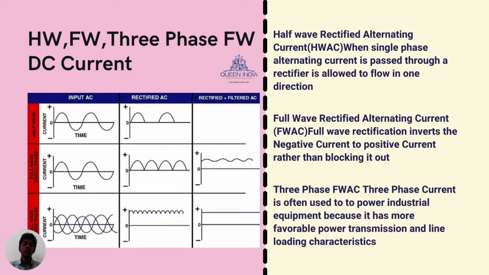Full-wave rectified alternating current. When single-phase alternating current is passed through a rectifier, it is allowed to flow in one direction. Full-wave rectification inverts the negative current to positive current rather than blocking it out. Three-phase full-wave current is often used to power industrial equipment because it has more favorable power transmission and line loading characteristics.